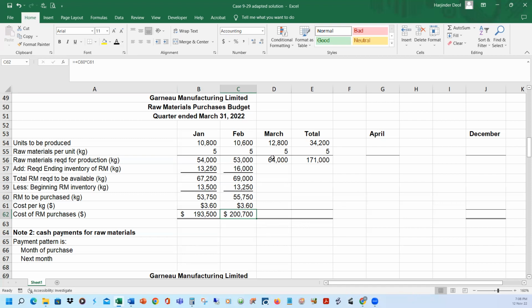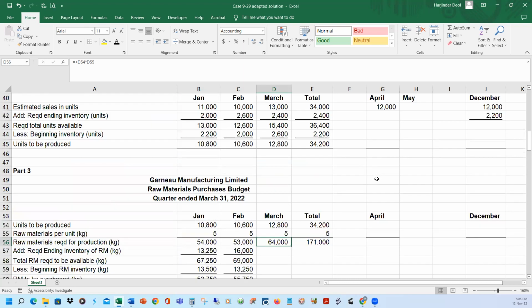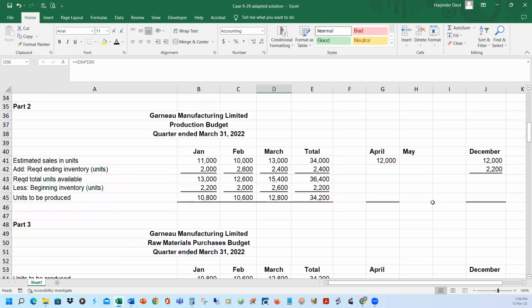Then lastly, for March, we will need 64,000 kilograms of raw materials to meet the production needs for March. But we also need to make sure that we keep 25% of the amount of raw materials that we will need to produce the number of units for April. And we don't know that number. We don't know how many units will need to be produced in April. So we'll have to retrace our steps and go back to the production budget.